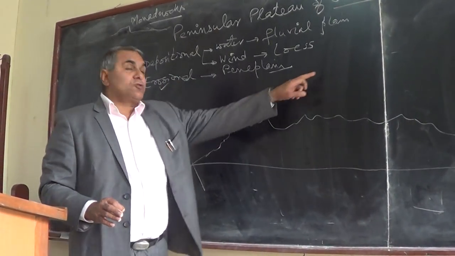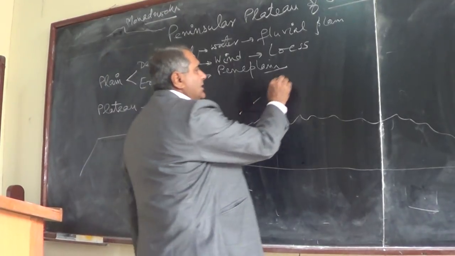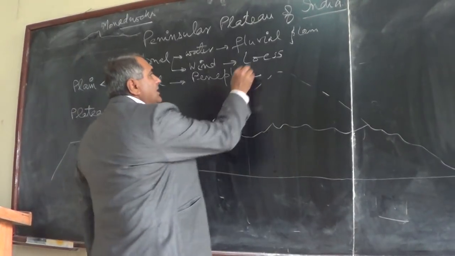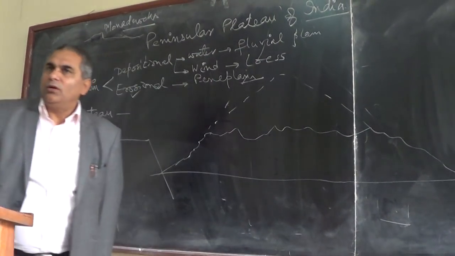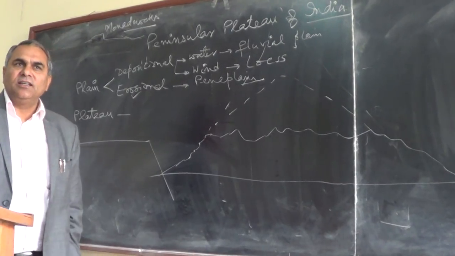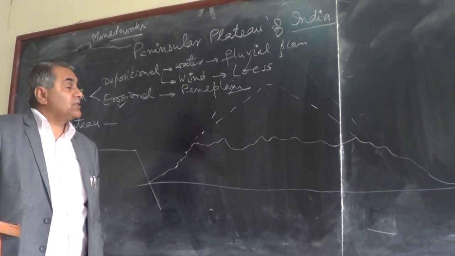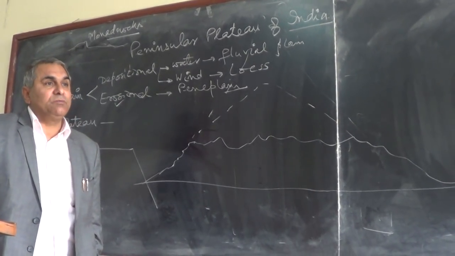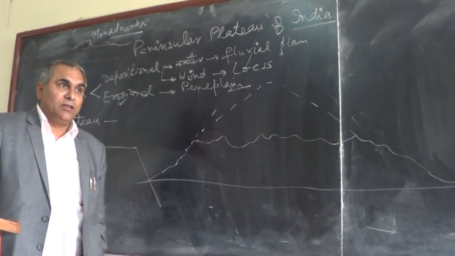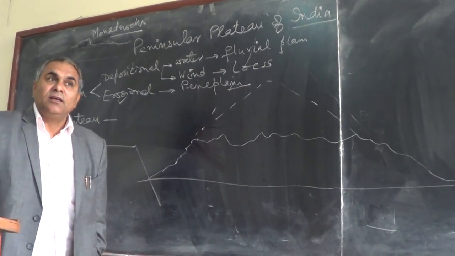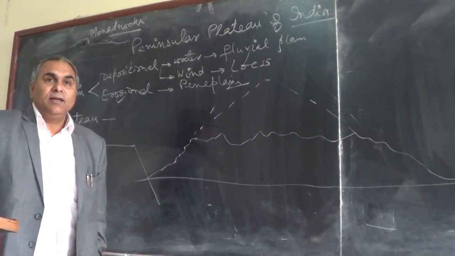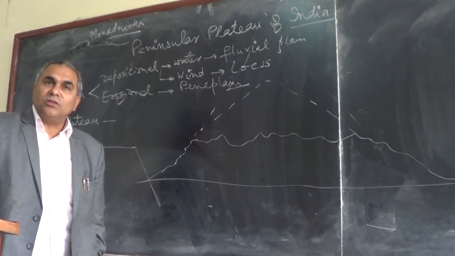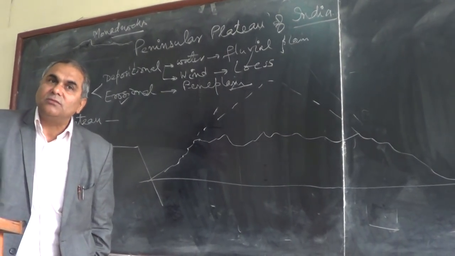When the top is conical, this may be a hill. If I further increase the height or the slope, when slope is more than 15 degree continuously up to 1000 meter height, that is generally pronounced as a mountain. If it is less than 1000 meter height, it is known as hill. Hills are generally up to 1000 meter height. If it is more than 1000 meter high altitude, they are known as mountains.